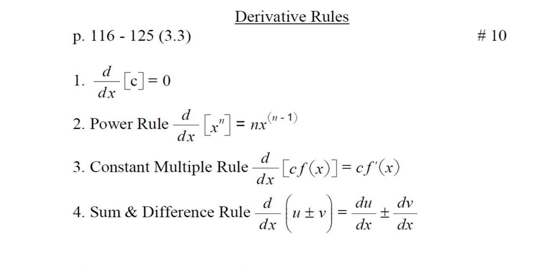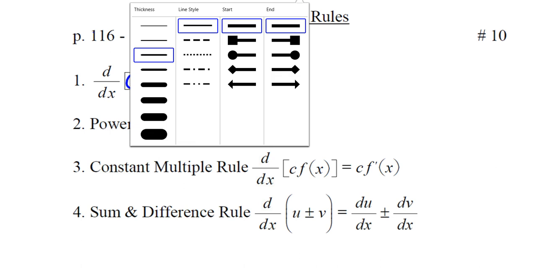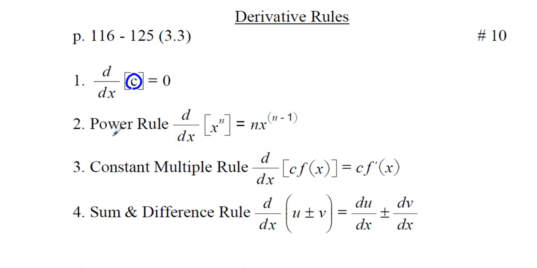And so these are the rules that will enable us to do what we did sort of the long way in Note Card 9, the definition of a derivative. So we're going to go over these rules here. d dx, which means the derivative with respect to the variable x of c, and c being a constant, is going to be equal to 0. So the derivative of any constant is 0.